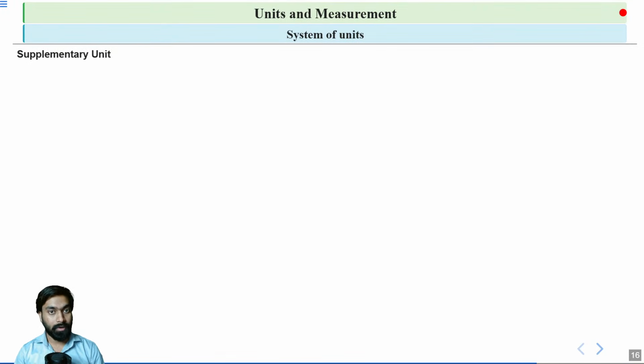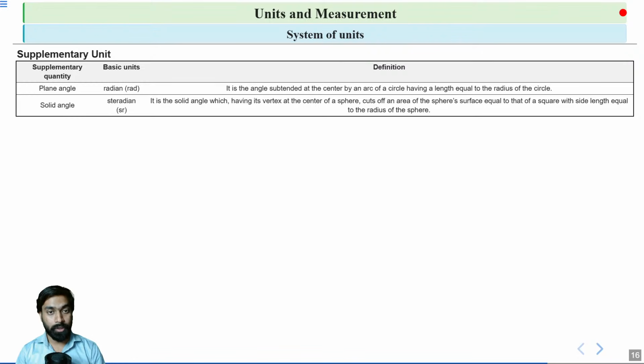Now we will talk about the supplementary units. Here we have two supplementary units: first, plane angle, second, solid angle. Plane angle is measured in radians, which is subtended at the center of a circle when the length of an arc is equal to the radius of the circle, whereas solid angle is measured in steradians. It is the solid angle subtended at the center of a sphere covering an area on the surface of the sphere equal to the square of its radius. All right.